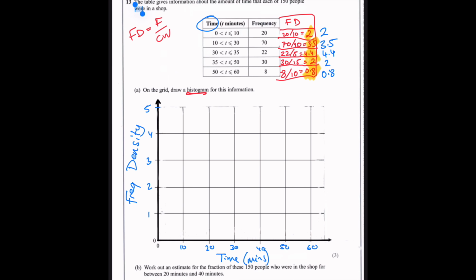Okay, now we draw. So from 0 to 10, the frequency density is 2. That's my first bit. And the frequency for this is 20. From 10 to 30, the frequency density is 3.5. So I'm going to go from 10 to 30. I'm going to pick a nice midpoint there. That looks okay.